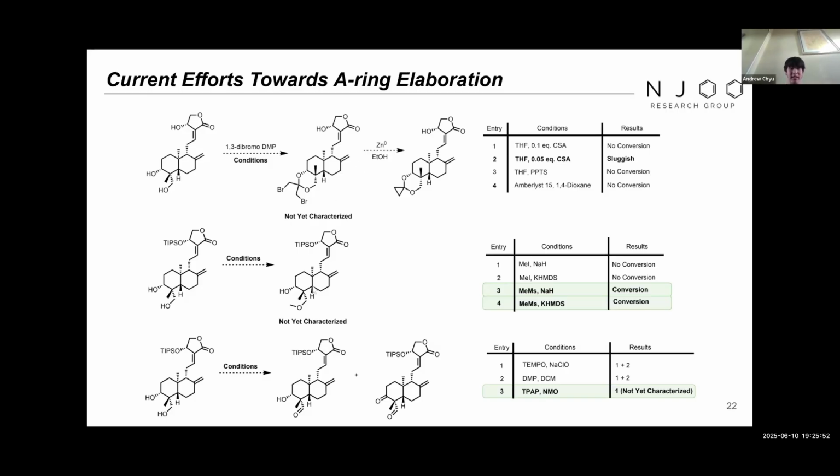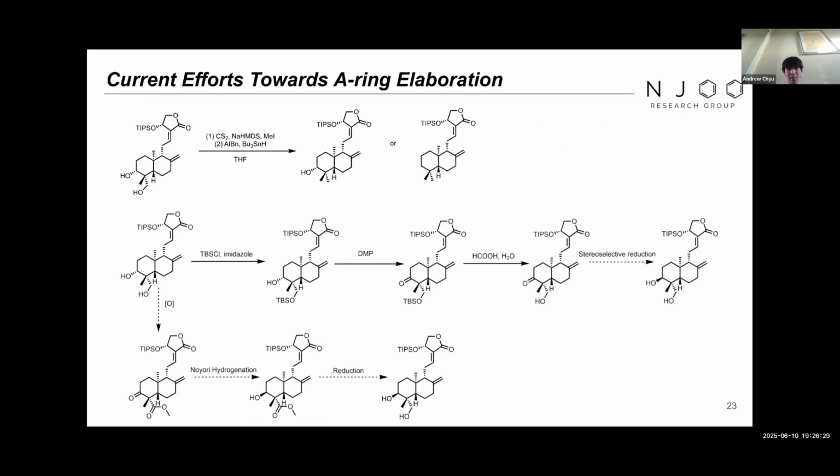Additionally, we want to form the C19 ether, where we found through test reactions that we can install it with a methyl mesylate and some strong base. We also want to do some selective oxidation where we can selectively oxidize C19 without also oxidizing C3. We tried a variety of oxidation conditions such as TEMPO bleach, DMP, and TPAP NMO. However, we found that TPAP NMO exclusively gives us the C19 oxidation. However, we want to scale up in order to fully characterize with NMR.